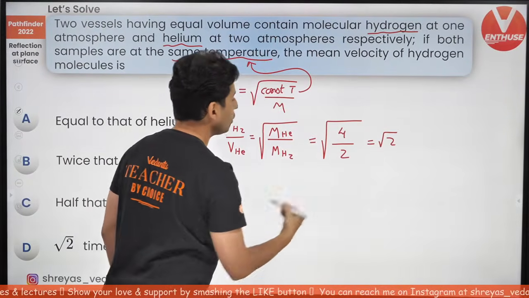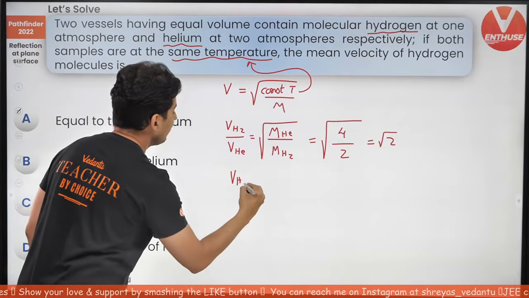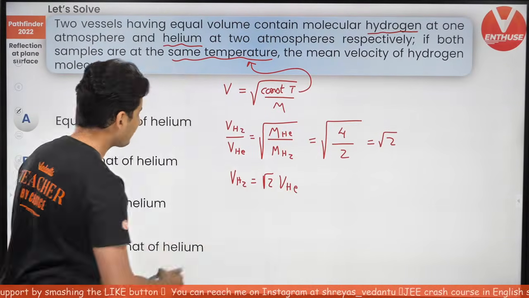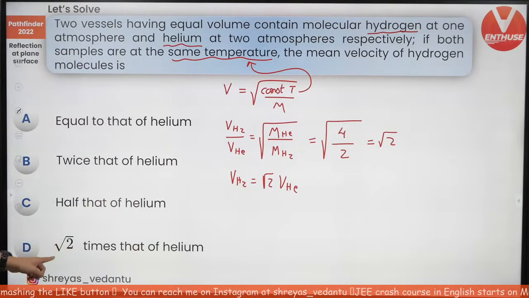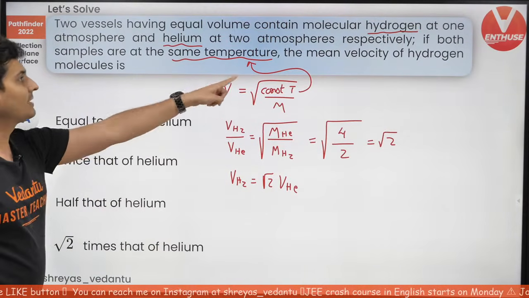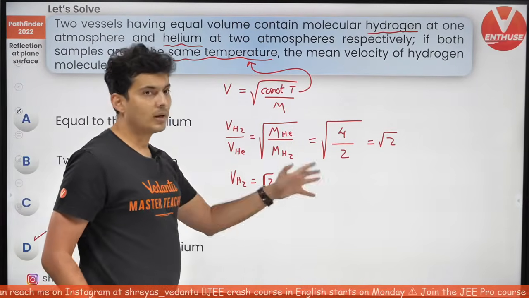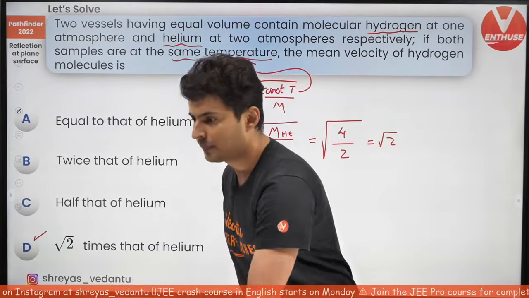So it will be basically root 2. So velocity of hydrogen will be root 2 times velocity of helium. So I think it is there over here. It is root 2 times of helium. So that's the velocity of the hydrogen molecule. So option D is correct. Got it, my warriors? Very good.